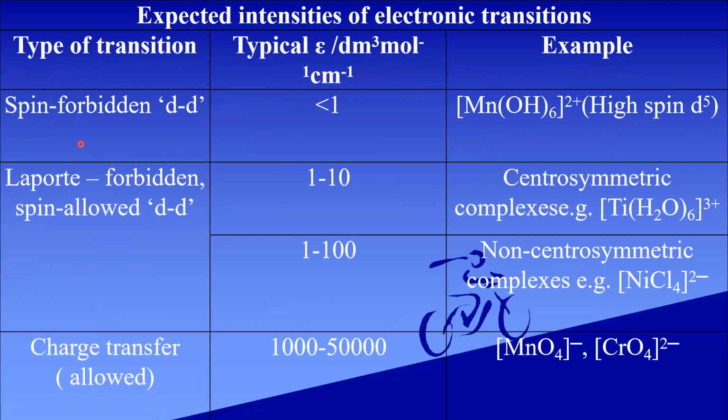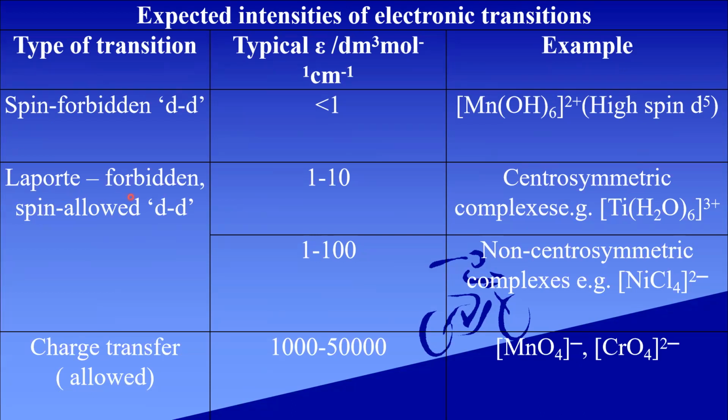Types of transition: there are three types. One is spin forbidden, otherwise called a DD transition. The epsilon value is less than 1. An example is Mn(OH2)6 2+. In this, water is a weak ligand, the metal has D5 configuration and is also in a high spin state. So it gives a very, very pale pink color due to D-P mixing.